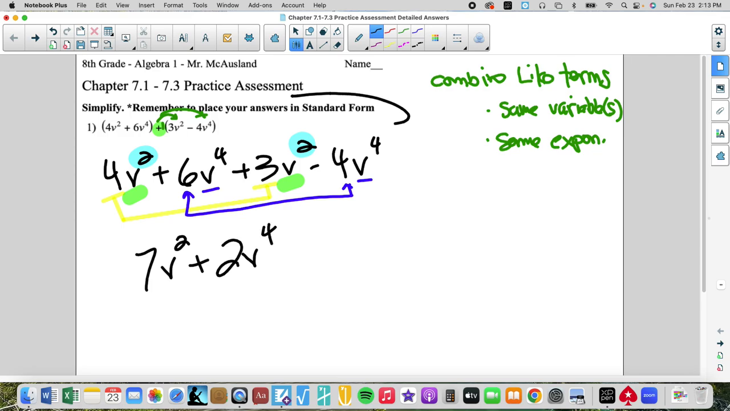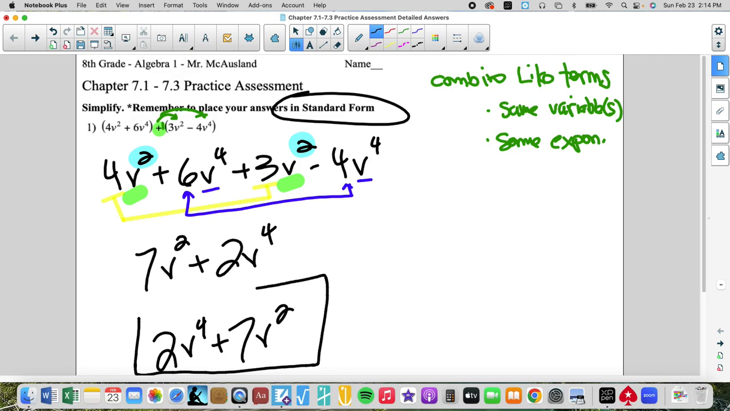Now, before we box that up, we got to put it in standard form. Standard form is alphabetical order, and if we're tied with alphabet, these are not like terms. This is v to the second, this is v to the fourth. So we can't combine them, but we can put them in order. Alphabetical order, well, they're both v, and now we go to their exponent. So 2v to the fourth has a higher exponent than 7v squared. So in standard form, we're going to rewrite those two terms to have them in standard form.